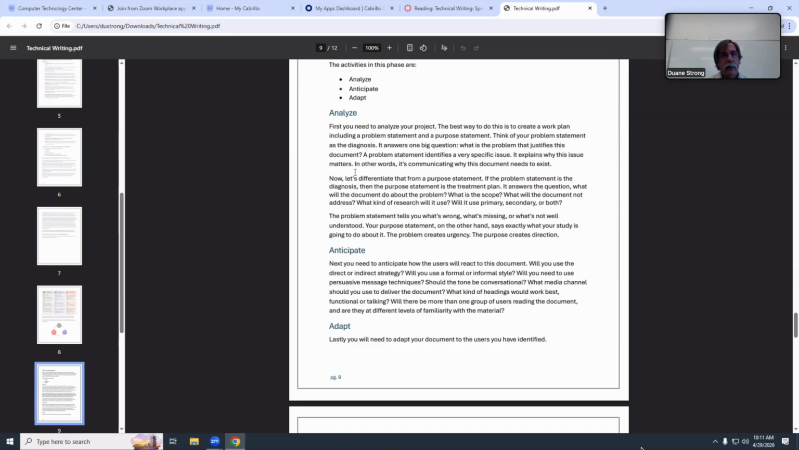And just to reiterate what was mentioned back in Module 9 about the problem statement. If you think of your writing project as a person coming in to see a doctor, for example, the problem statement would be your diagnosis, right? This is what I think is wrong.